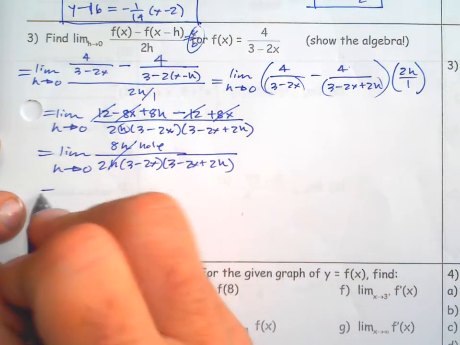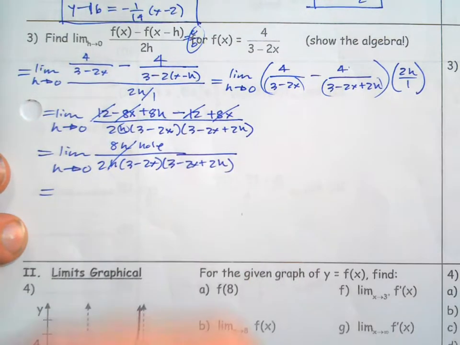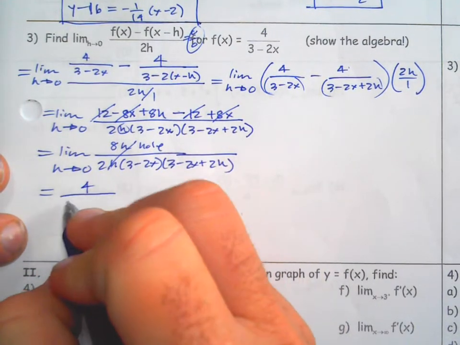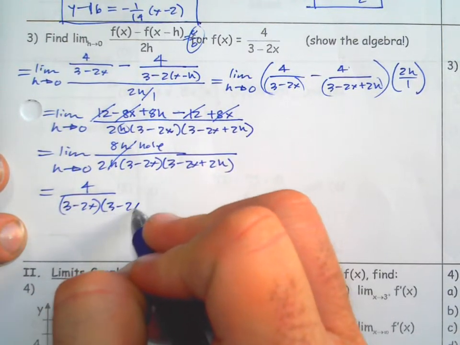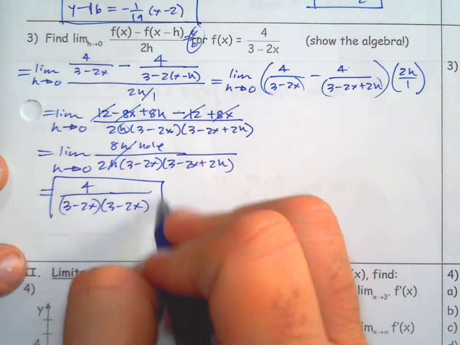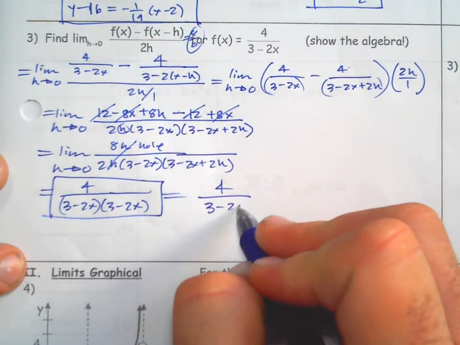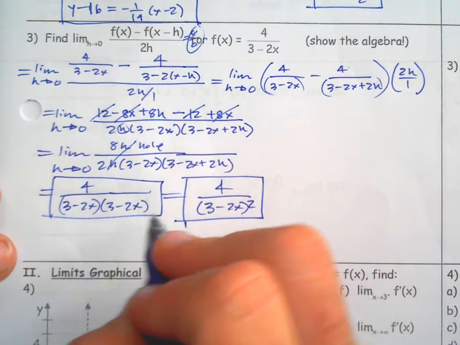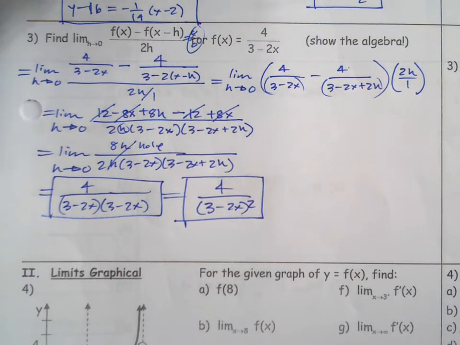So now you plug in h equals 0, and now we're not going to write the limit in the next step because we've done the limit. It's going to be 8 over 2, which is 4, over 3 minus 2x, 3 minus 2x, so that could be your answer. Or you could write it like this if you want. A little more compact. I guess you could FOIL the bottom out unnecessarily, but whatever. Something like that. So that's what we're looking for in that problem.